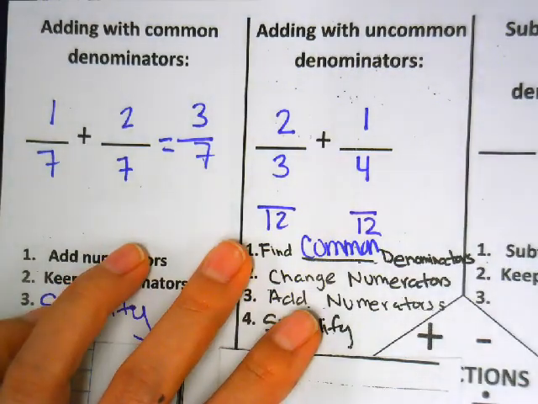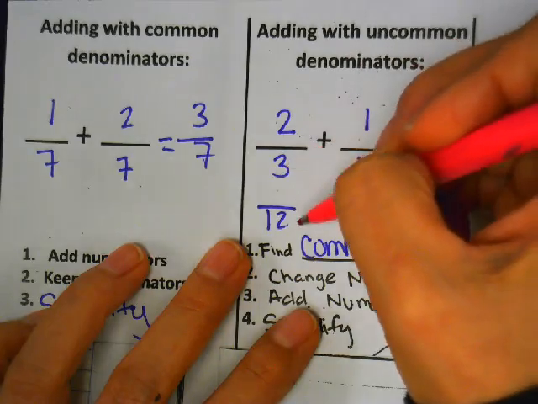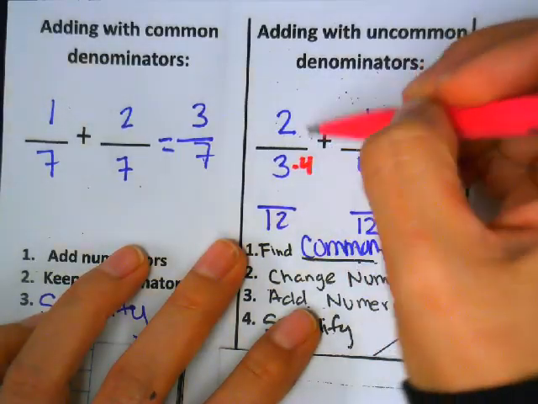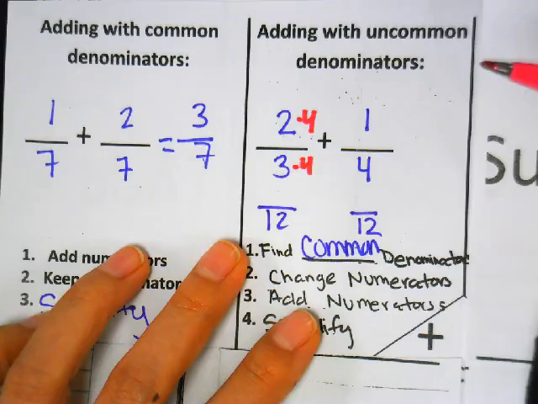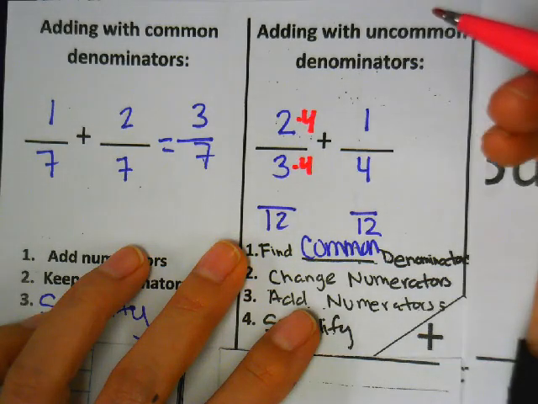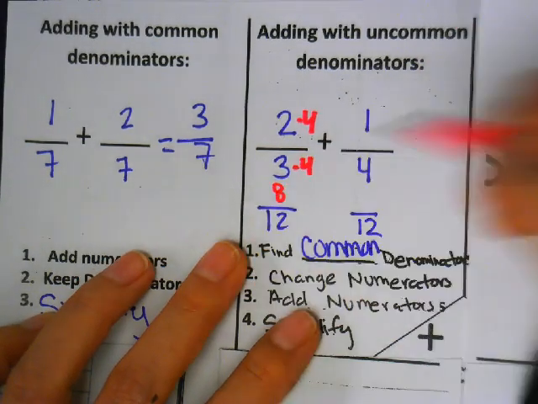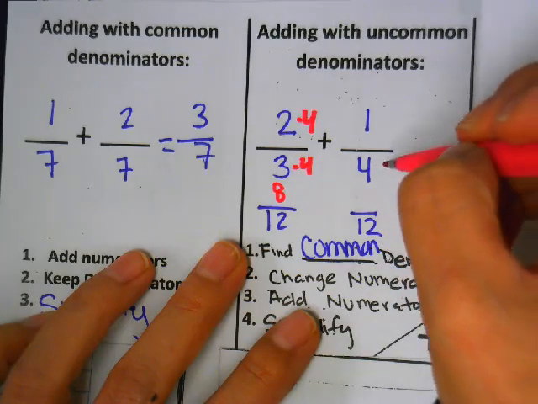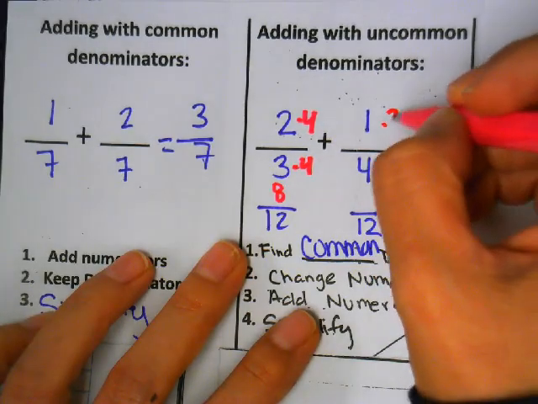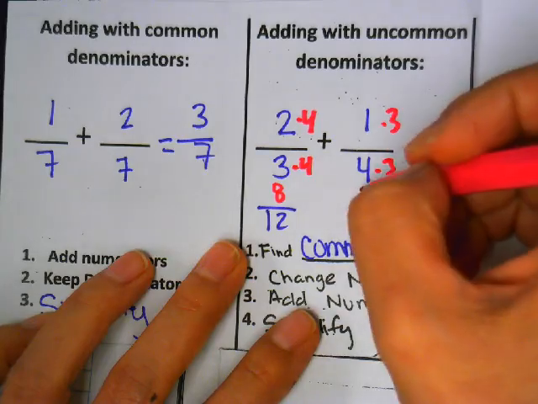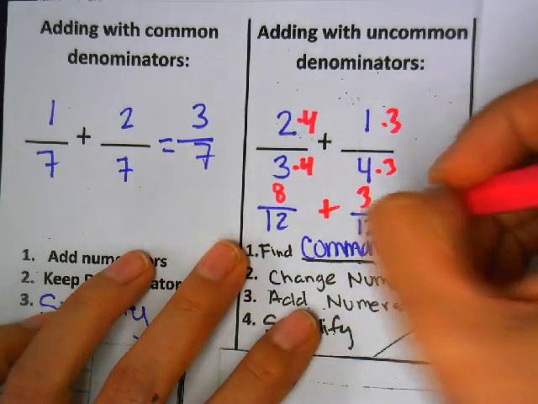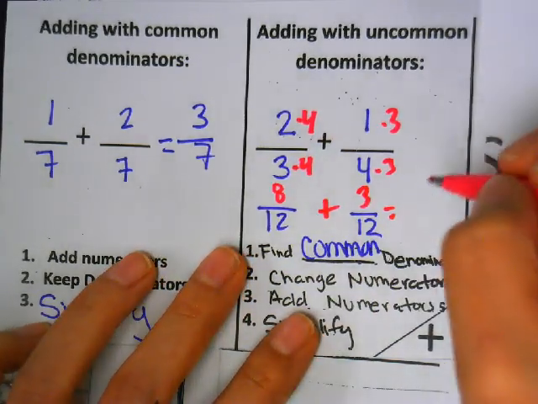Very good. What did I multiply 3 by to get to 12? 4. So I'm going to multiply both numbers by 4. What's 2 times 4? 8. 4 times what is 12? 3. What's 1 times 3? 3. And we're going to add those. What's 8 plus 3? 11.